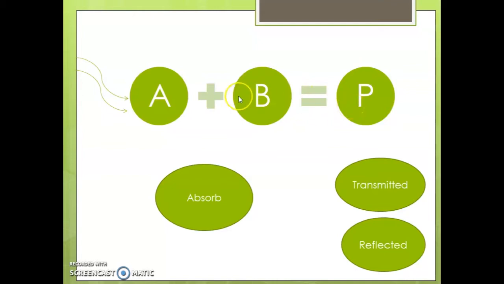Only that light which is absorbed by a system can bring about a chemical change to lead to the product. Some part of the system or reacting molecules are absorbing light, and only that part is converted into product.